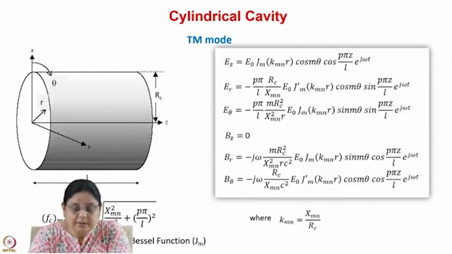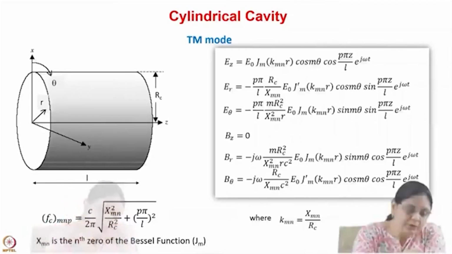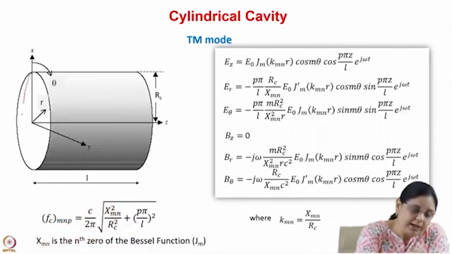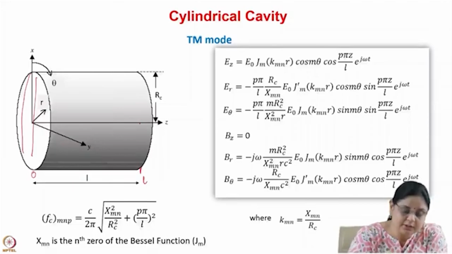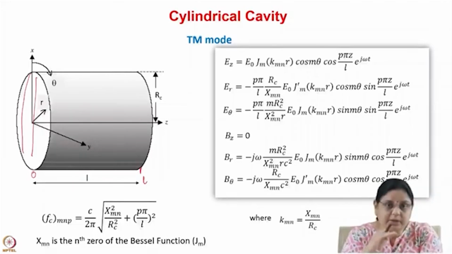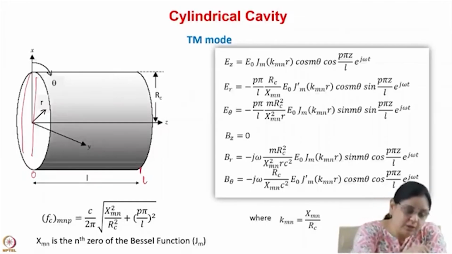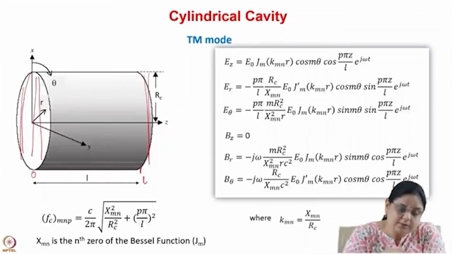Next is the cylindrical cavity. Now the cylindrical cavity we can also solve in a similar way. Here we put end plates at Z equal to 0 and at Z equal to L. So here it is now closed in all the three directions. A cylindrical waveguide was open in the Z direction, but now we have put in plates at both the ends. So now it is closed.